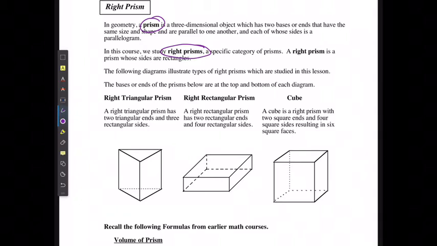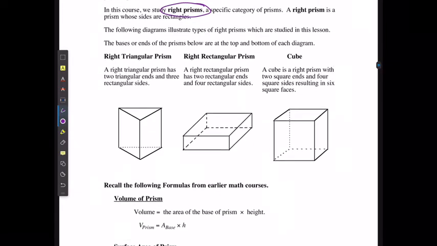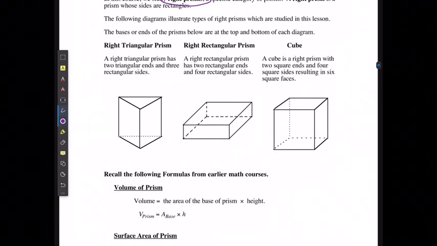A right prism is a prism whose sides are going to be rectangles. The top and the bottom, so the bases, aren't necessarily rectangles, but the other sides will be rectangles. The following diagrams illustrate types of right prisms which are studied in this lesson. The bases or ends of the prisms are at the top and the bottom of each diagram. So we have the triangular prisms, where we're going to have a triangle on the top and the bottom, and then three rectangles that make up the other sides.